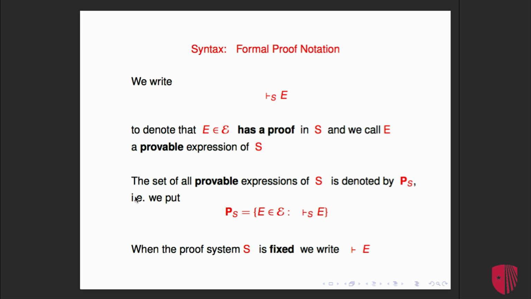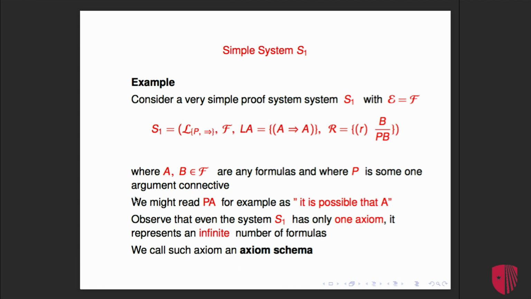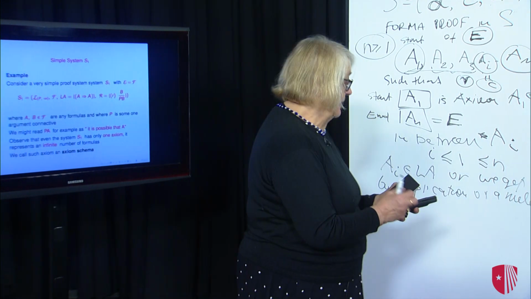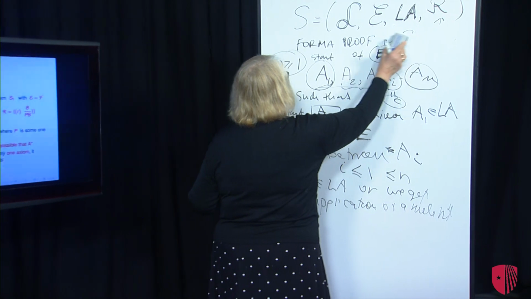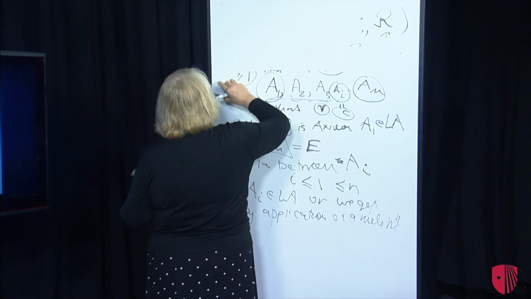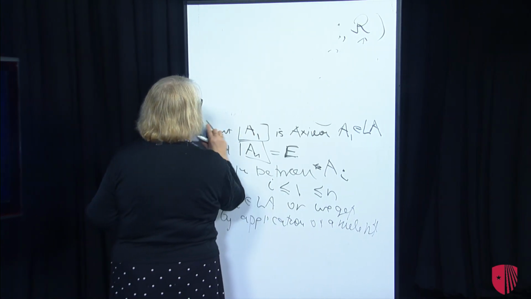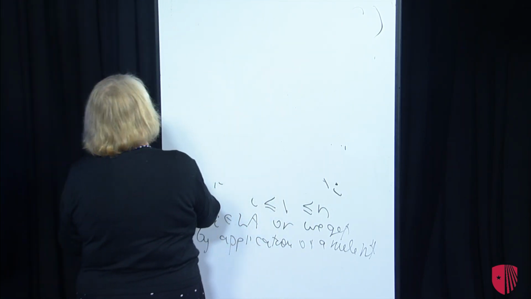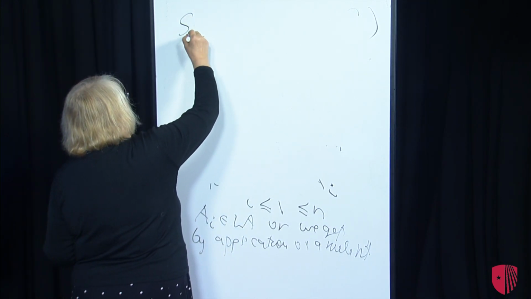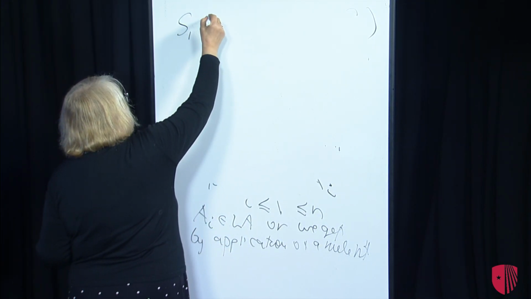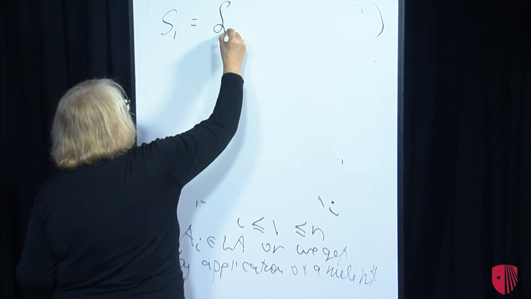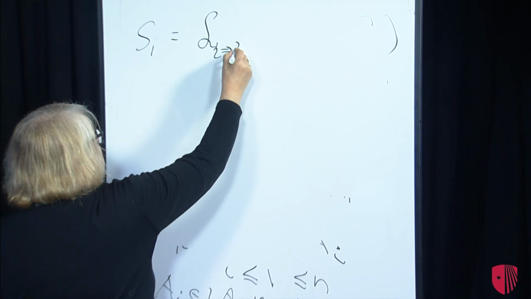So now let's do a nice little example. I'm going to write this example on the blackboard. We have two proof systems. I want to define a simple proof system, so I say S1. What does it mean? I have to say what the language is. So I have a language which has only implication.